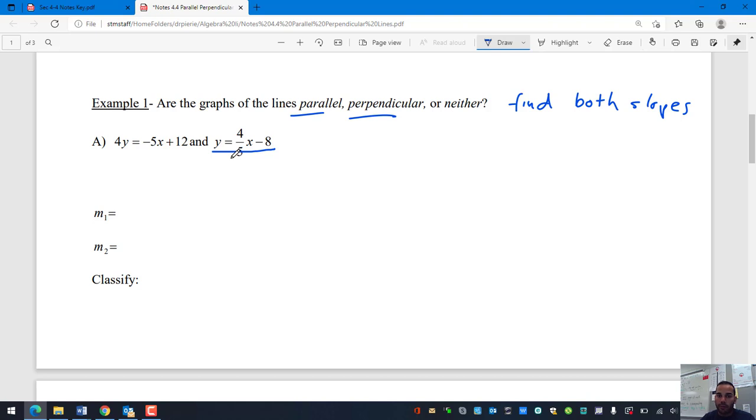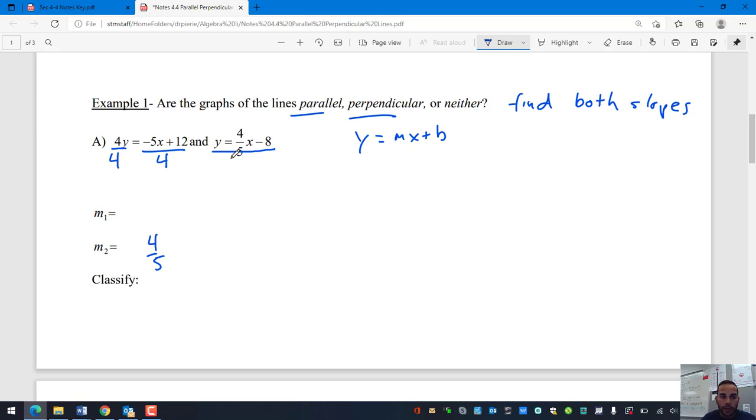Because it's in slope-intercept form, that format y is equal to mx plus b, we can already tell the slope of the second line is 4/5. Okay, now all we got to do is figure out the slope of the first one. We want this equation to look like y is equal to mx plus b. Okay, it's not like that yet. Y is not by itself, so we got to get y by itself. We see 4 times y is equal to negative 5x plus 12. What do I have to do to get y by itself? I got to divide my entire left side by 4 and my entire right side by 4.